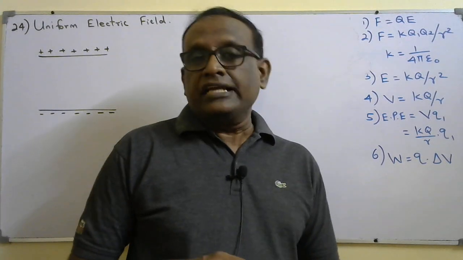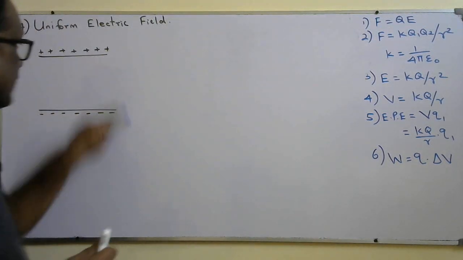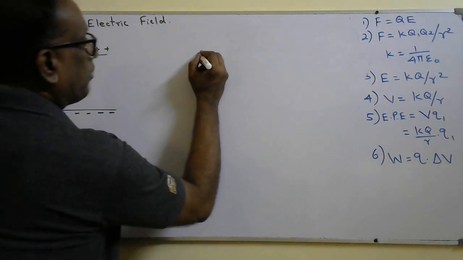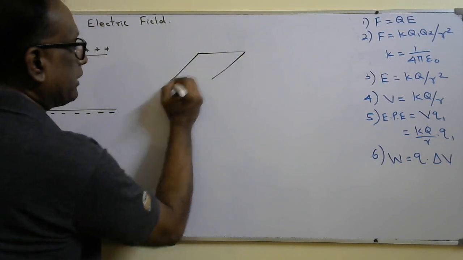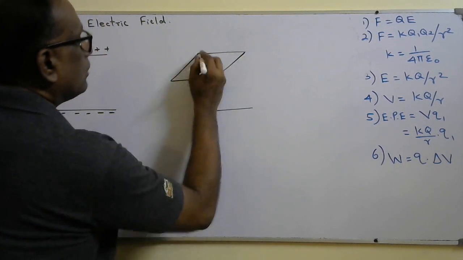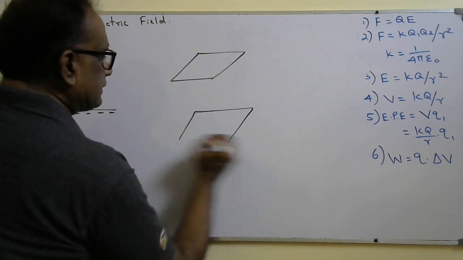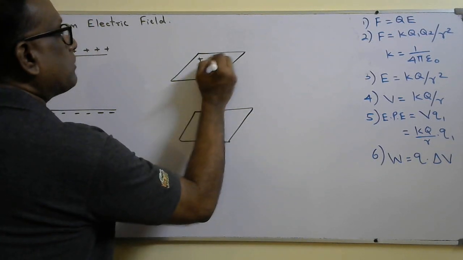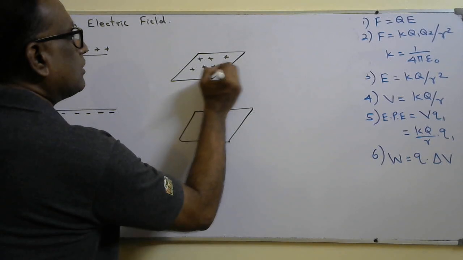So the electric field in the, actually this looks like a rod. No, they are not rods. They are oppositely charged parallel plates. If I draw in 2 dimensions, it will be something like this. Oppositely charged parallel plates. So this is a positively charged plate.